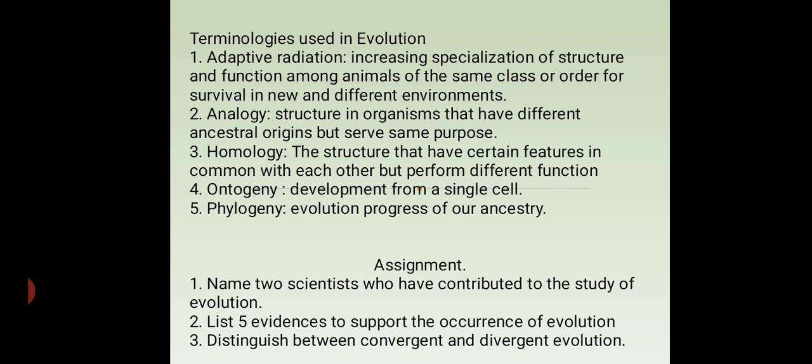Homologous structures have certain features in common, but they perform different functions, such as our forelimbs and hind limbs in man. Man makes use of his hind limb for walking, while in some animals it is used for running, or for other purposes.